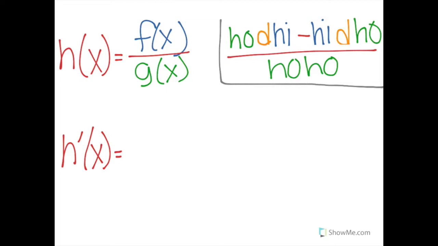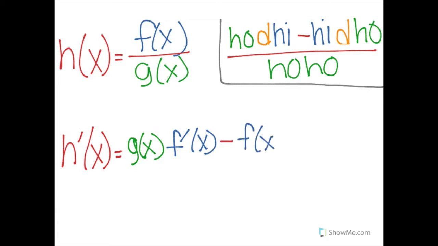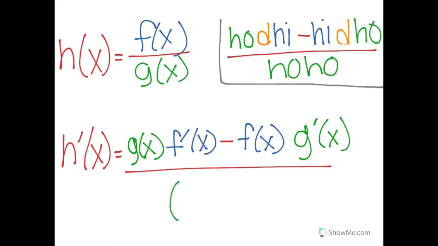So, doing this with the following: h of x equals f of x divided by g of x. We're going to do ho, which is the bottom, d hi, which is the derivative of the top, minus hi times the derivative of the bottom, all over ho ho, which can also be written as squared.